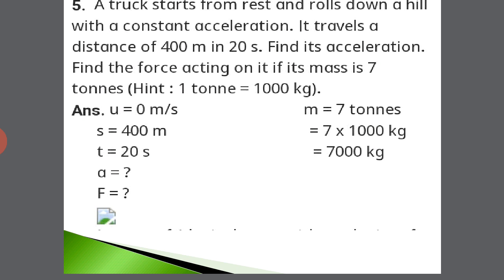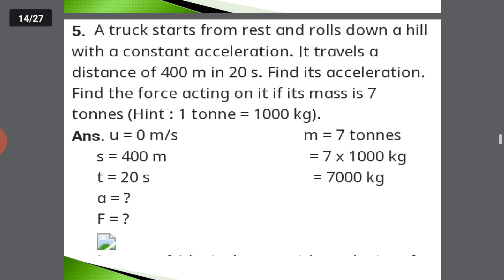So it starts from rest, so its initial velocity u will be 0. U is 0. S is 400 meter. T is 20 seconds. M is given there. It will become 7000 kilograms. So here we should use second equation of motion. S is equal to ut plus half at square. Got it?